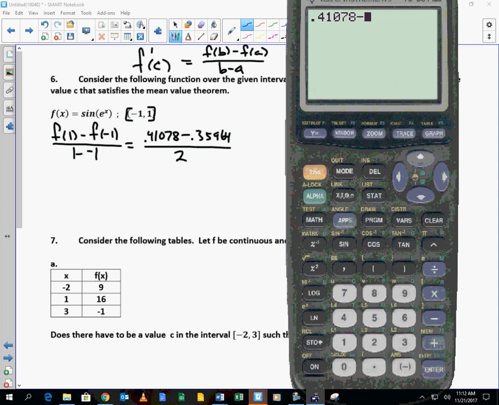0.41078 minus, divide that by 2, and I get 0.02557. So, did I just do the right-hand side of the mean value theorem or the left-hand side? I did the right-hand side. How do we do the left-hand side?